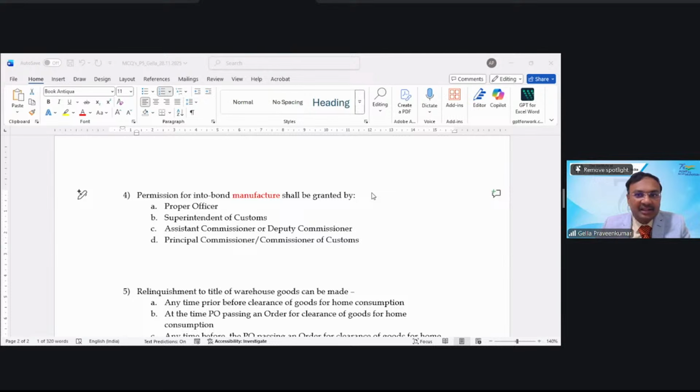You can, yeah. As Swaminathan rightly mentioned, we get deceived the moment we see into bond and warehouse. Ideally, proper officer is a term we have come across on most occasions, but because it's manufactured, the principal commissioner or commissioner is the authority who takes a decision, not otherwise.